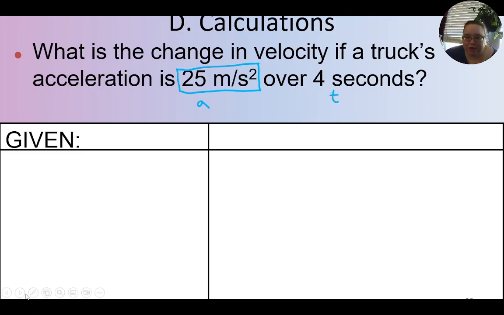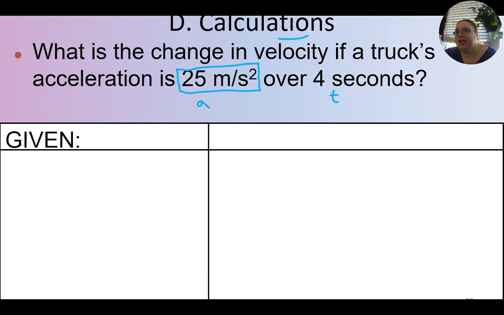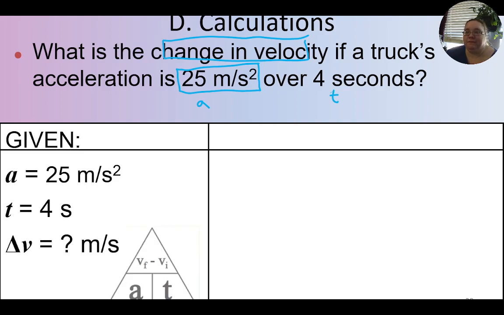So we look at the problem and notice that it is asking us for the change in velocity. So change in velocity means delta v. The top part of the triangle kind of just simplifies. Delta v is what the top part of the equation simplifies to. We don't necessarily have to have an initial or a final because it's just asking us how much does the velocity change.